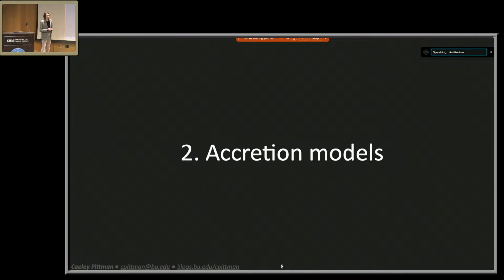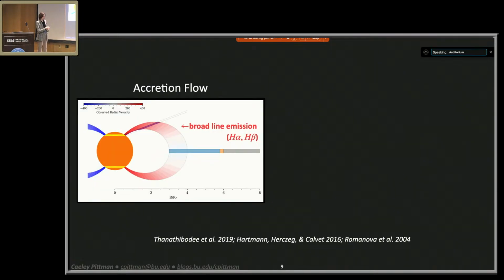To go over the models I'm using, here's just another depiction of the system. You have an inner gas disk and material flows along magnetic field lines onto the stellar surface, and this produces broad line emission. Sometimes you'll see people model H alpha and H beta. That's coming from this part of the system.